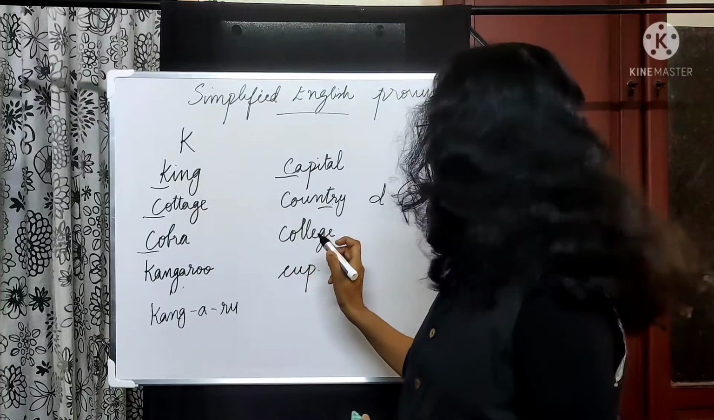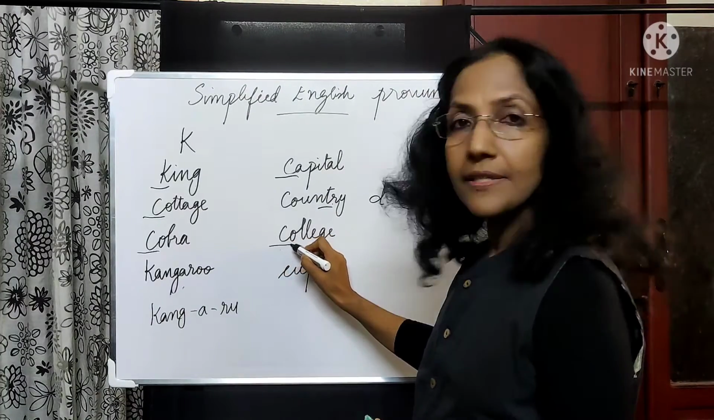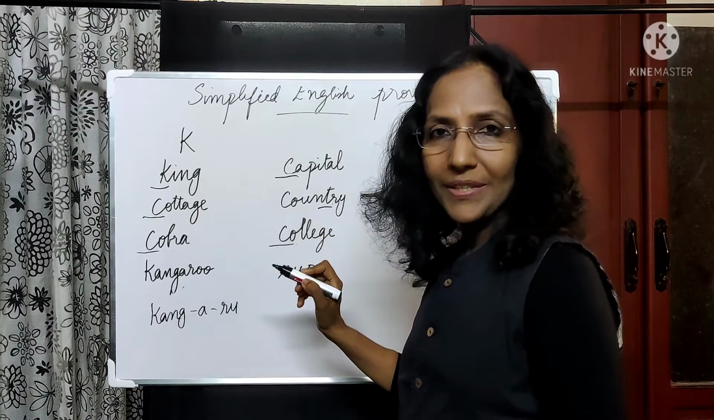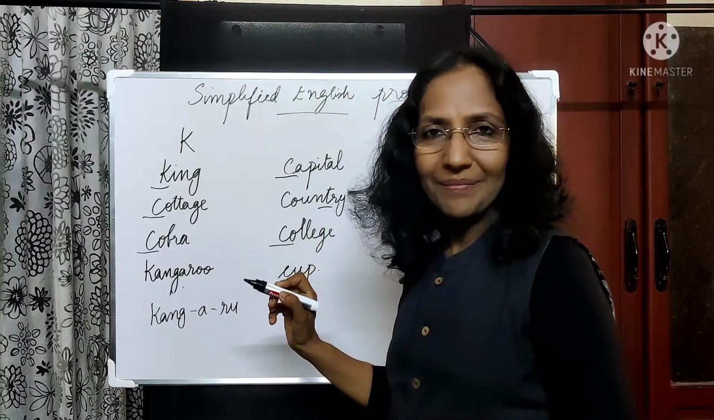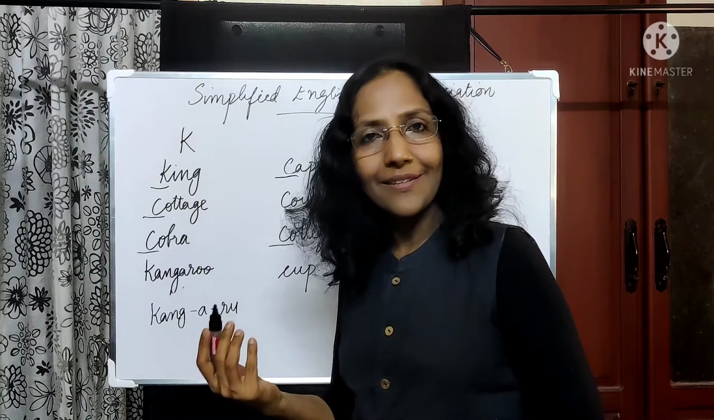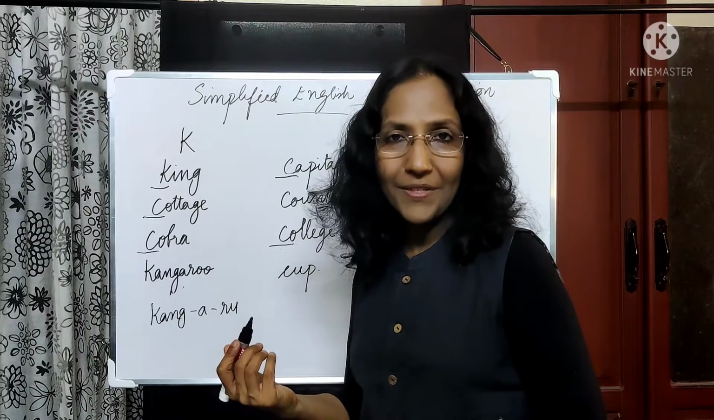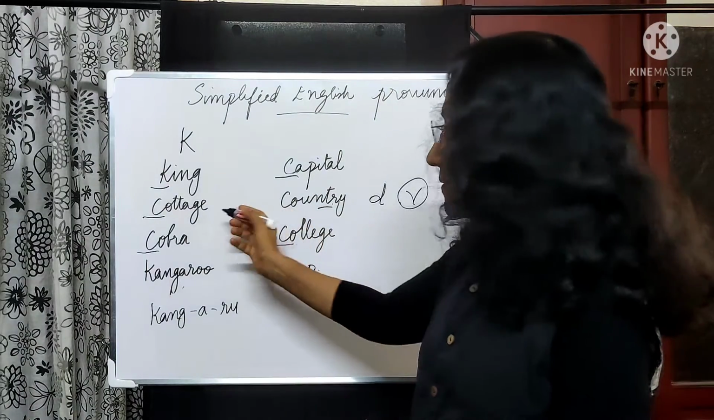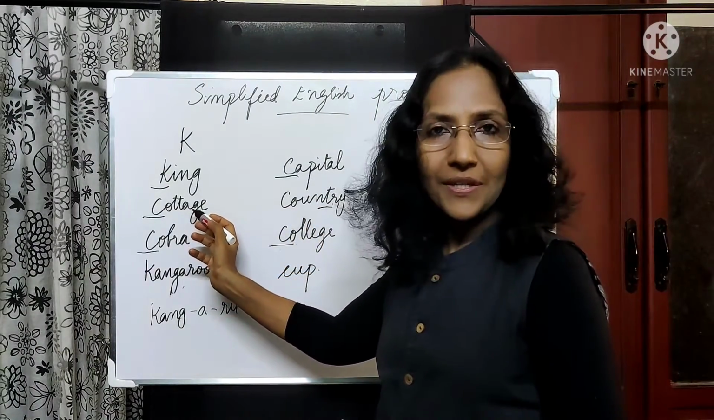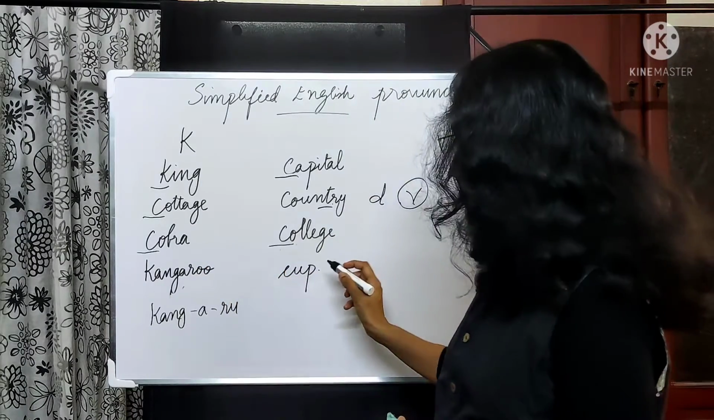Now we have another word which begins with the letter C. It's college. We have a tendency to pronounce it differently. It's college. As we seen here, cottage, it's the same way. College. Okay. Please mind that always.